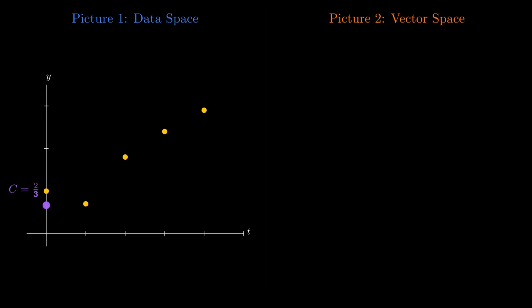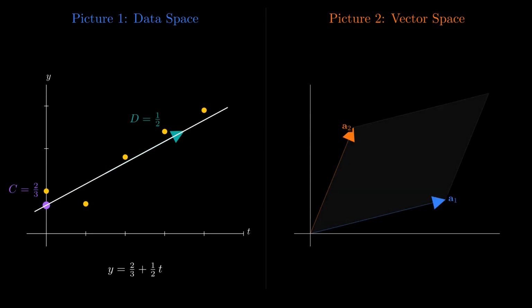In picture 1, the data space, C equals 2/3 is the y-intercept and D equals 1/2 is the slope. Together, they define the best fit line, Y equals 2/3 plus 1/2 t. In picture 2, the vector space, the projection P equals 2/3 times A1 plus 1/2 times A2. The same C and D now serve as weights that combine the column vectors to reach P.